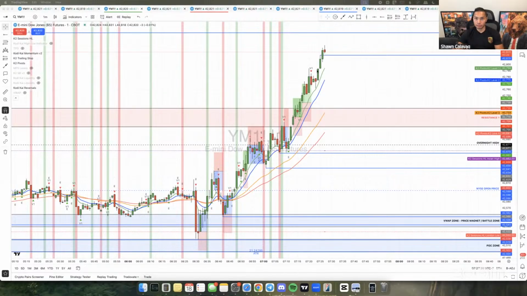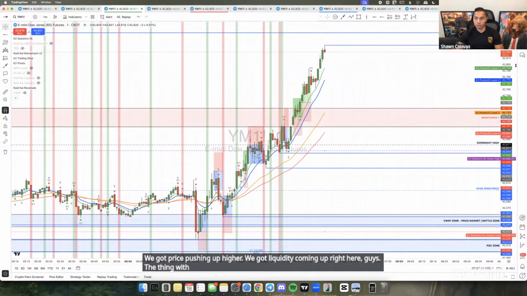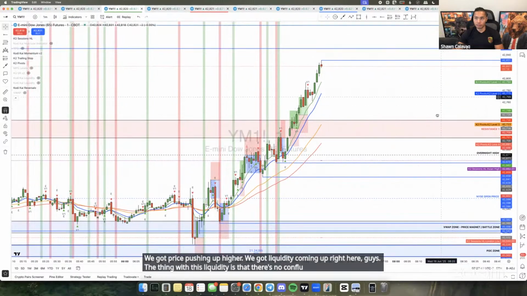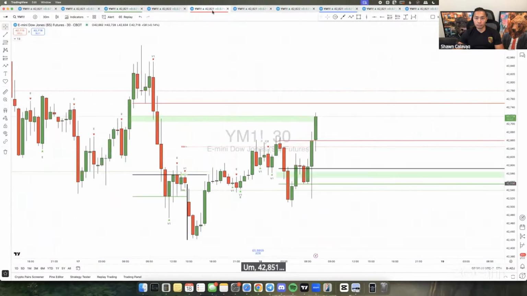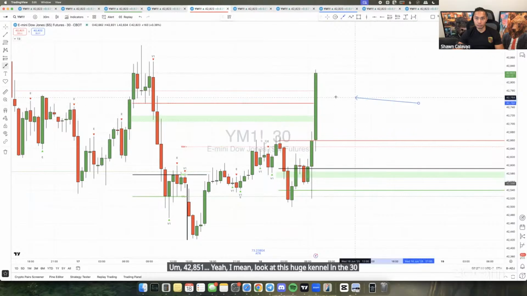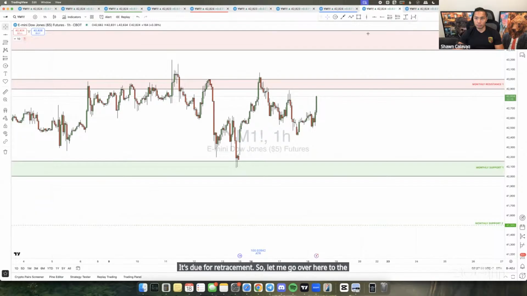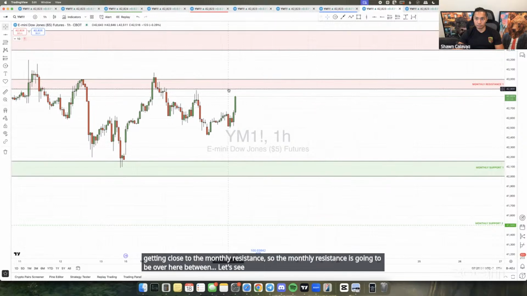We got price pushing up higher. We got liquidity coming up right here, guys. The thing with this liquidity is that there's no confluences around this area. 42,851. I mean, look at this huge candle on the 30-minute. It's due for retracement. So let me go over here to the monthly. We're getting close to the monthly resistance. So the monthly resistance is going to be over here between, let's see, 42,900 and 43,000.